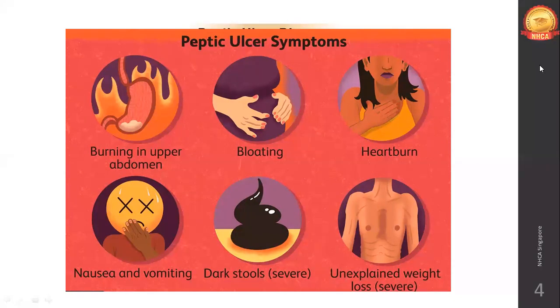Unexplained weight loss is another symptom of peptic ulcer. Anemia also. In severe cases, a person will lose a lot of weight. First of all, they will not feel like eating anything. Their appetite will become drastically low. Absorption rate from the intestine will also be low, because there will be a lot of internal bleeding. These causes lead to severe weight loss. So in severe cases of peptic ulcer, dark stool and unexplained weight loss are seen. Other symptoms are burning sensation in the upper abdomen, bloating, heartburn, nausea, and vomiting.